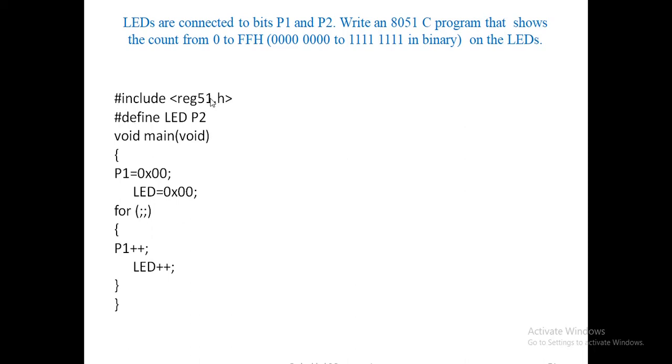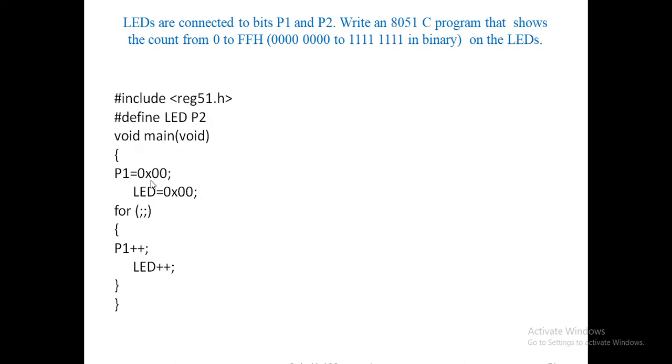This is a header file, because I am using the ports over here, #define LED P2. This is one way to define a port with some other name. The syntax is #define LED P2. In the program you don't need to use P2, you can just use LED. Here there is no semicolon, you have to be very careful. Sometimes some students keep a semicolon over here, and it will show an error.